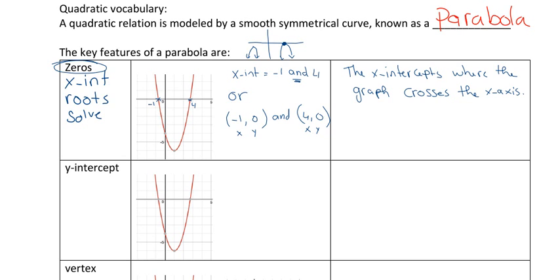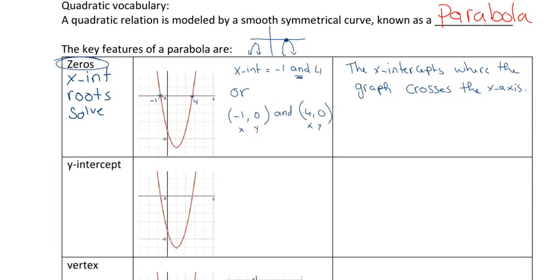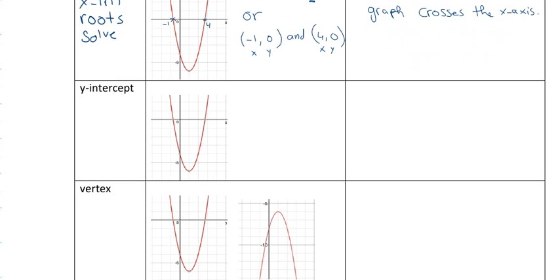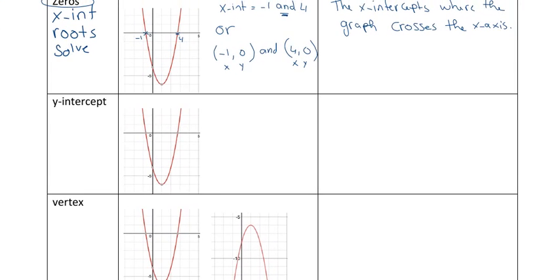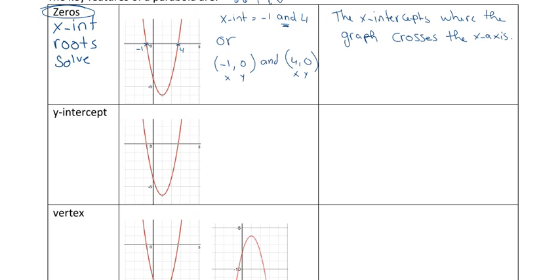How about the y-intercept? How many y-intercepts do you see in this graph? Where's your y-axis? This is your x, and this is your y, right? So if you're looking at your graph, where is it intersecting the y-axis? At the -4. So it's right here. Okay? So your y-intercept is right here.